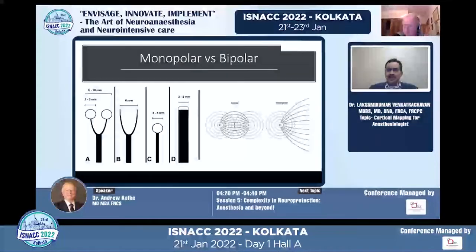When you come to the stimulators, there are two types of stimulators. The bipolar, shown as A and B, are the typical ball electrodes or tip electrodes, bipolar stimulators, which are similar to the electrocautery machines we are all familiar with.